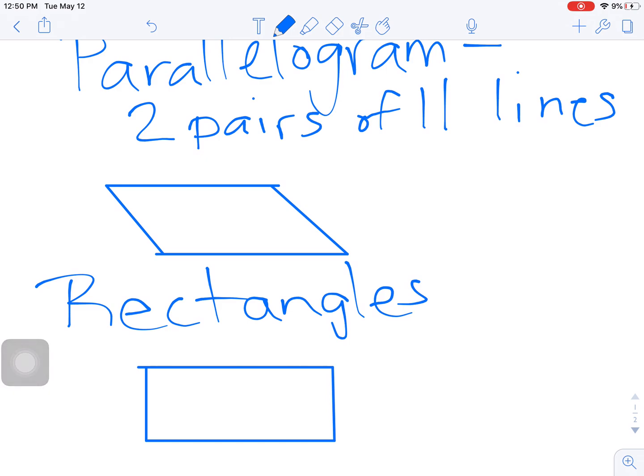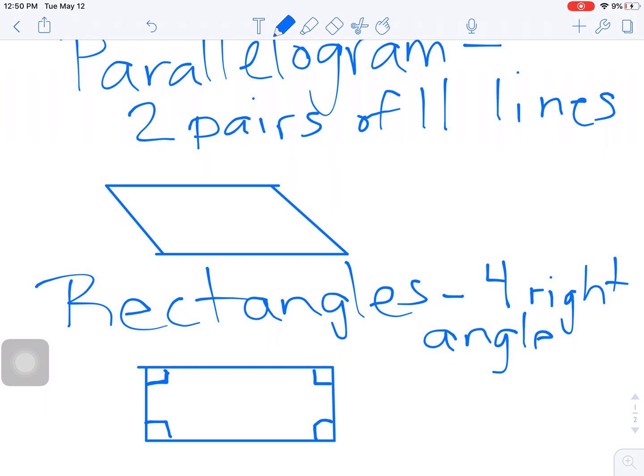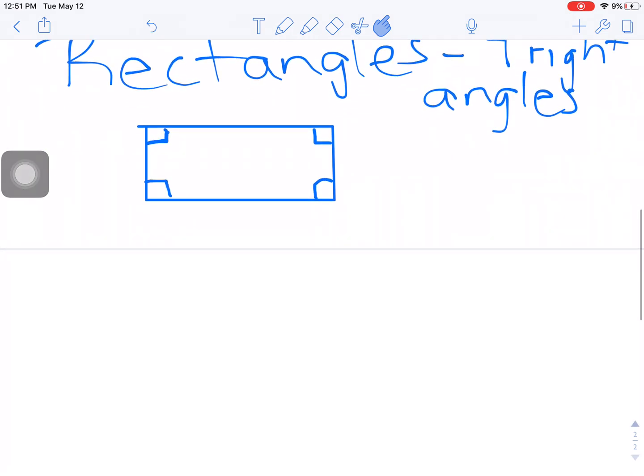So this is the one where we're going to start talking about angles. Looking at the 4 angles inside of a rectangle, you should notice that they're all right angles. The special thing about a rectangle is that it has 4 right angles. So if you're asked to draw a rectangle, what you need to make sure of is that it has 4 right angles. Any quadrilateral that has 4 right angles is a rectangle.